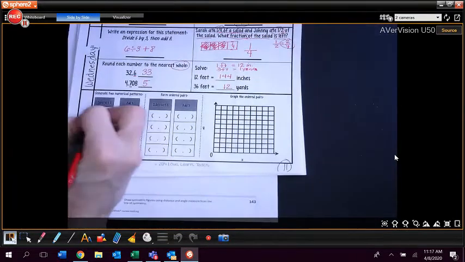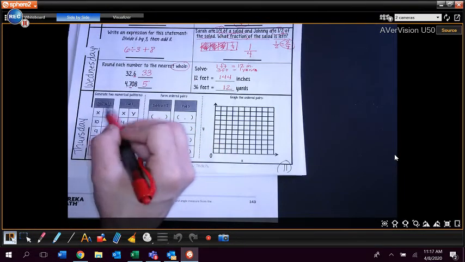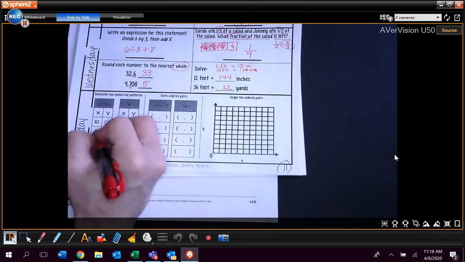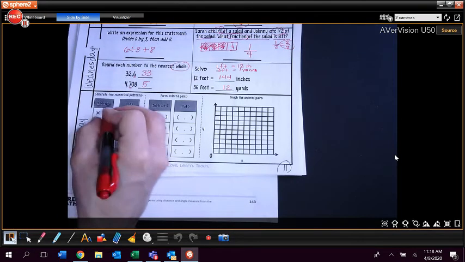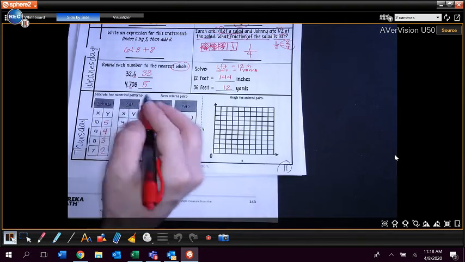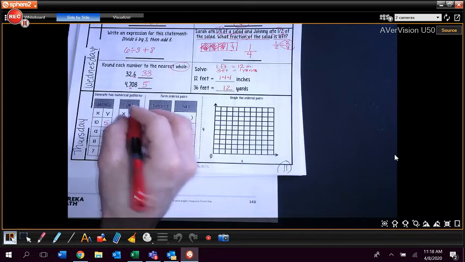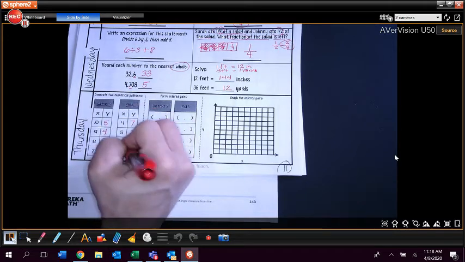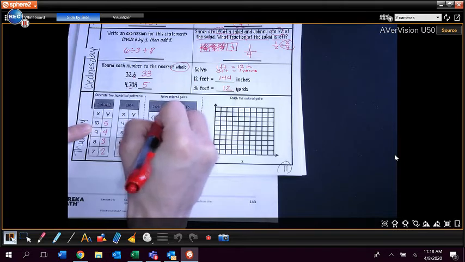And then today's do now, the one that you just did, was this one. So remember, the top tells us what the rule is. So here we have to subtract 5. So 10 minus 5 gives us 5. 9 minus 5, 4. 8 minus 5, 3. 7 minus 5, 2. Here we're going to add 3. So 4 plus 3, 7. 5 plus 3, 8. 6 plus 3, 9. 7 plus 3, 10.